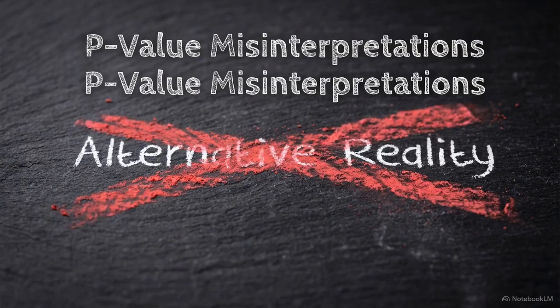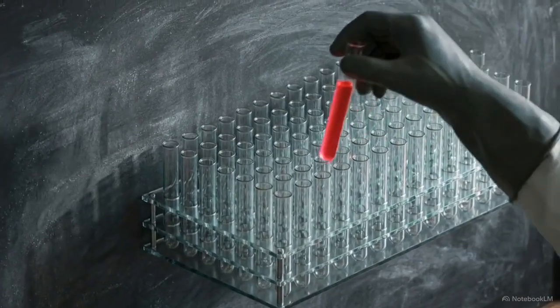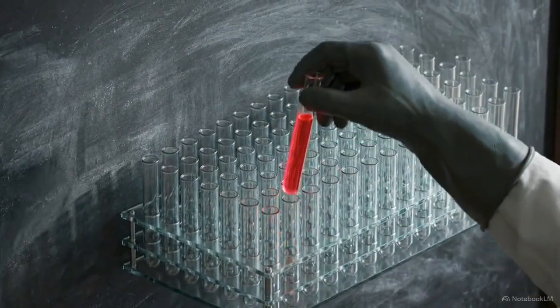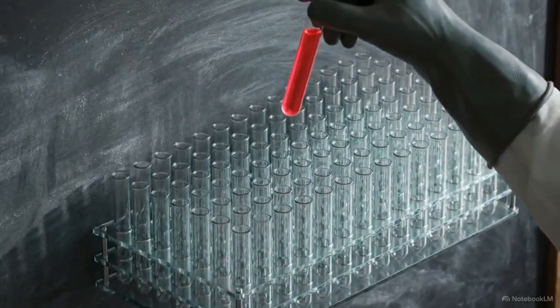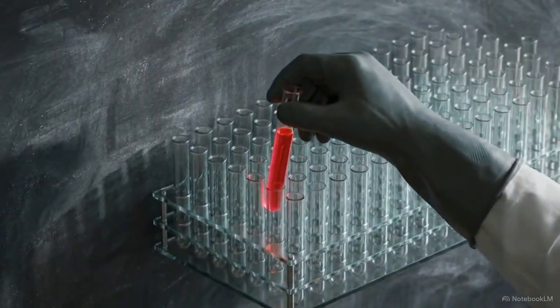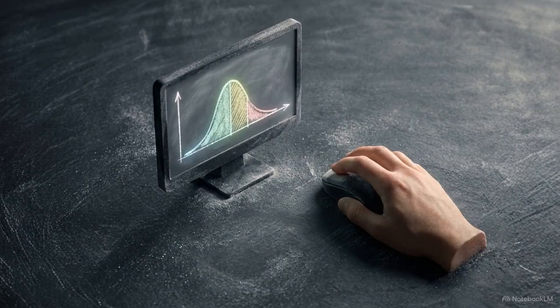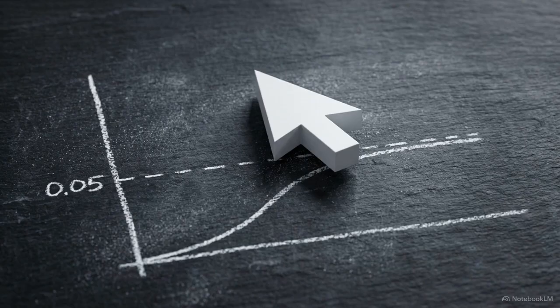It also does not measure the probability that the researcher's alternative hypothesis is correct. The metric is purely a measure of data compatibility. It asks, how unusual is this data if the baseline assumption of no effect holds true? Misinterpreting this metric leads to a widespread systemic flaw in modern research called p-hacking, the practice of manipulating data or analyses until non-significant results become significant.